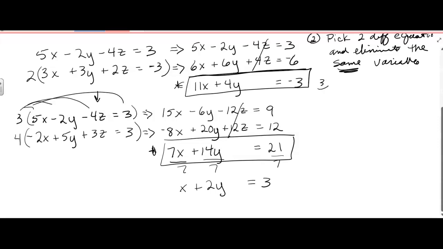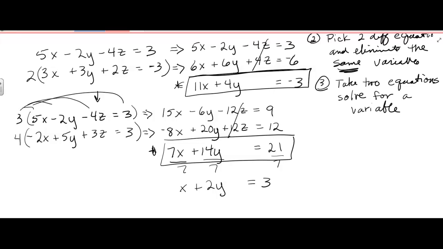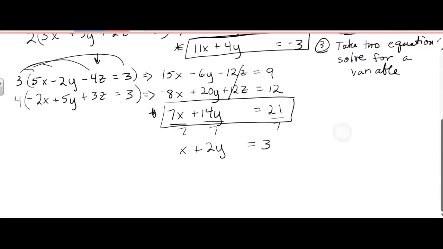But now, step 3, you're going to take the two equations, and they only have two variables in them, and solve for a variable. It's either going to be x or y in this case. Okay, so I have this system. 11x plus 4y equals negative 3. And then I have that x plus 2y equals 3.